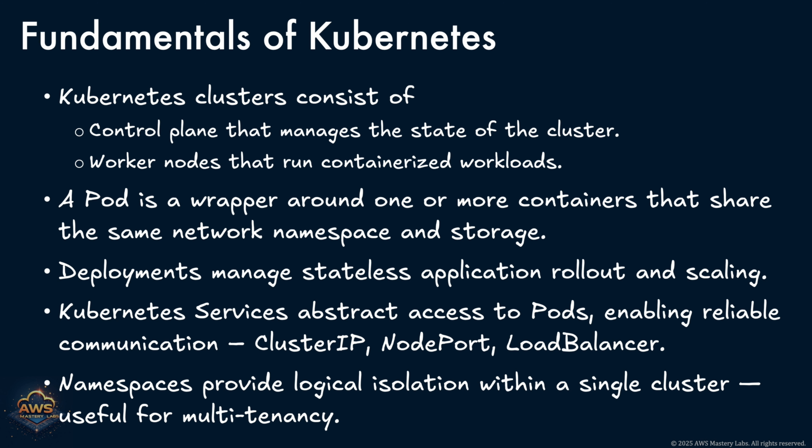To make pods accessible to other pods or external clients, Kubernetes uses services. These abstract away the underlying pod IPs and provide stable endpoints. Depending on your needs, you can use cluster IP for internal communication, node port for direct access via nodes, or load balancer for exposing services to the internet. Namespaces are another key feature, offering logical separation within a cluster. This is especially useful for managing multiple environments, like dev, staging, and production, or segmenting access for different teams. Finally, Kubernetes offers horizontal pod auto-scaling, which monitors metrics like CPU or memory usage and automatically scales your pods up or down to match demand, ensuring both efficiency and performance.